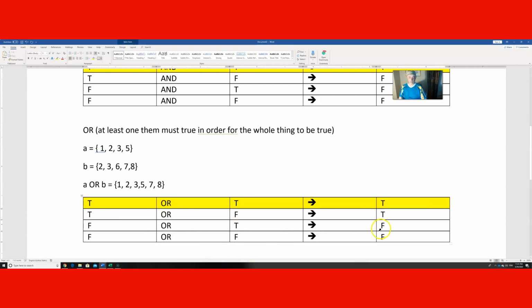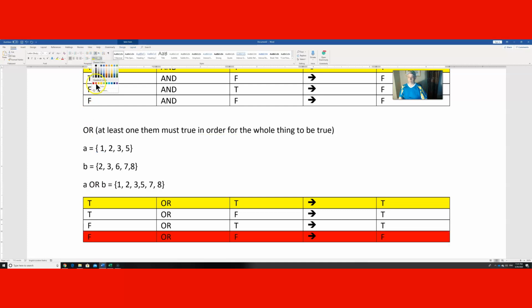And false or true is going to be true, because I need one true for the whole thing to be true. False or false, obviously, is the only time we're actually going to get a false. So I could indicate this by a red color to eliminate those. The others will continue to be green or yellow, whatever your favorite color, to indicate the success of getting true.